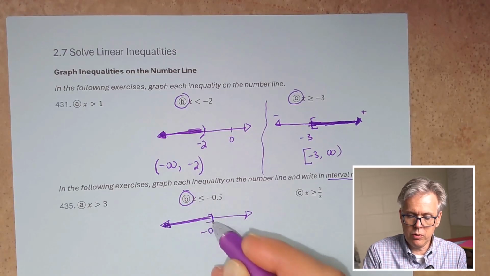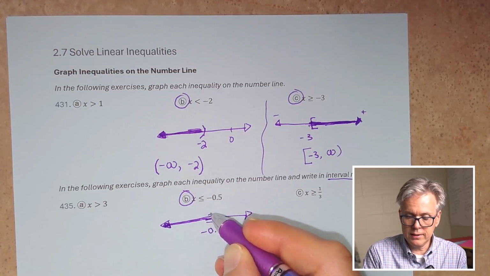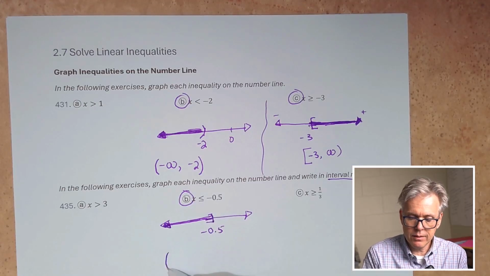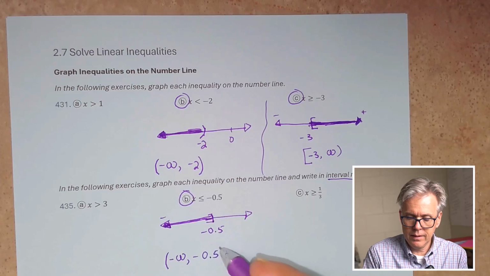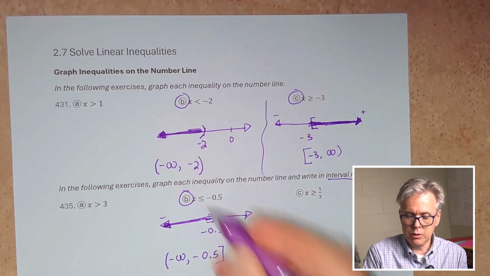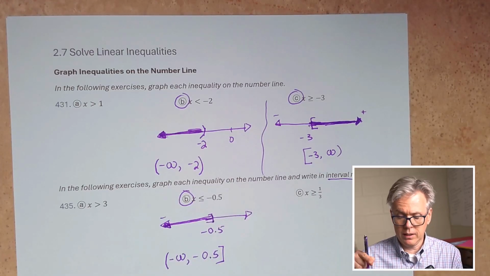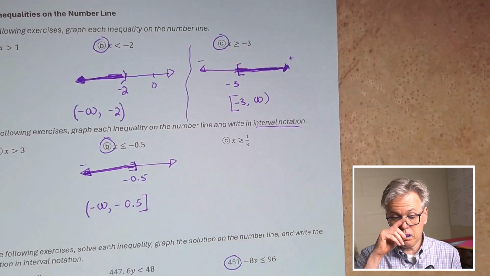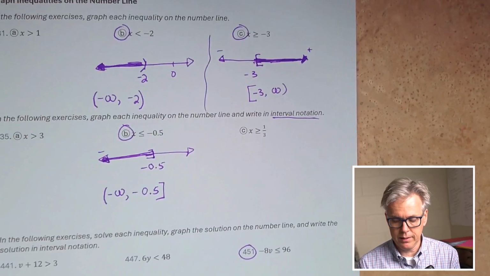You may have had a course where you had open circles and closed circles, so this would have been a closed circle back in the day. So again, going to say -infinity, because this is the negative direction, -infinity, comma, -0.5. And we put a bracket. The bracket corresponds to that equal to, means that we can include that 0.5. Okay, so notation, that's probably the trickiest part on inequalities.